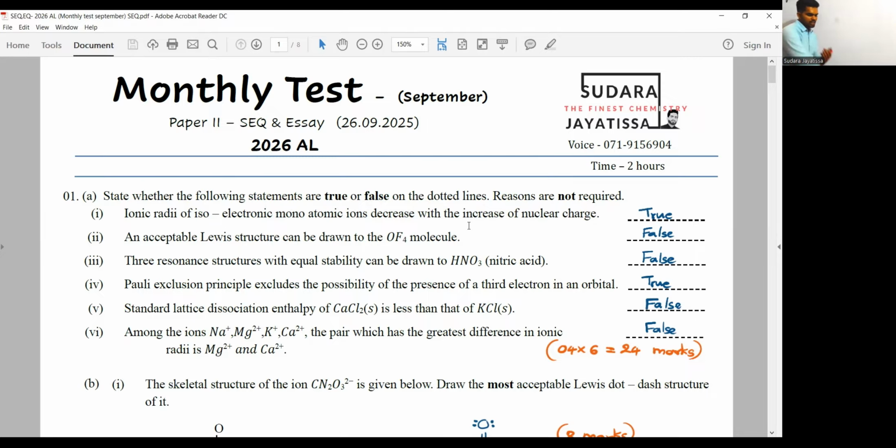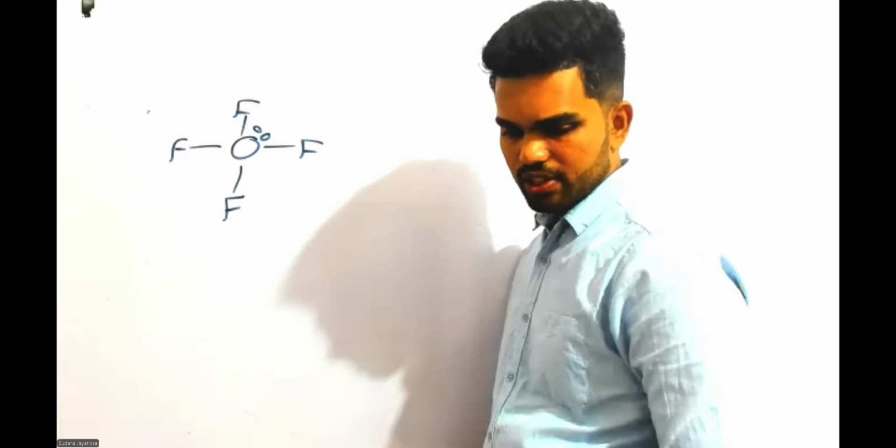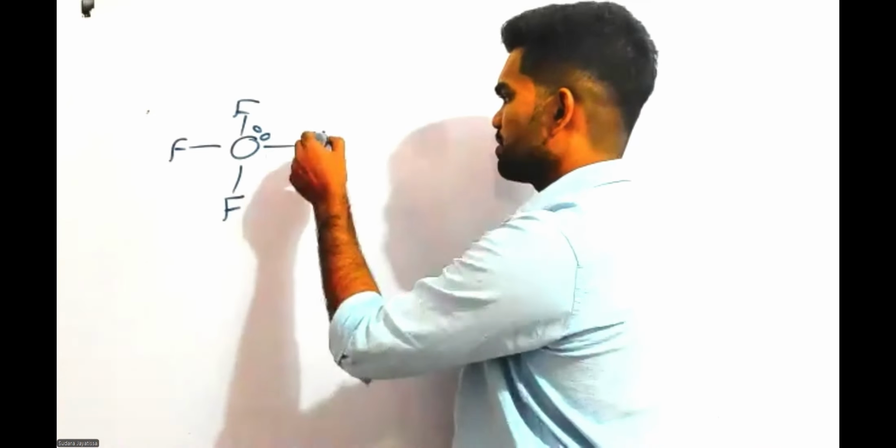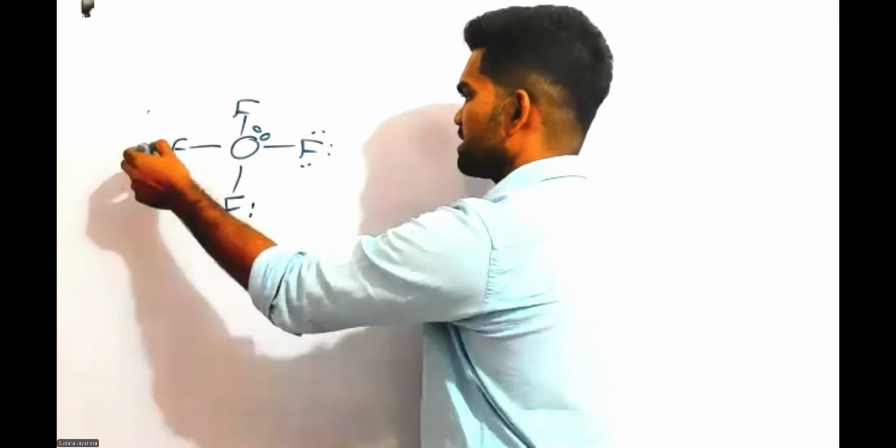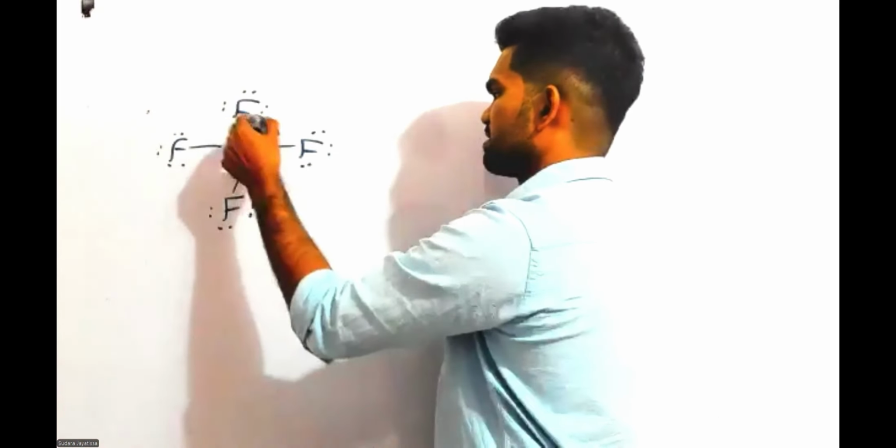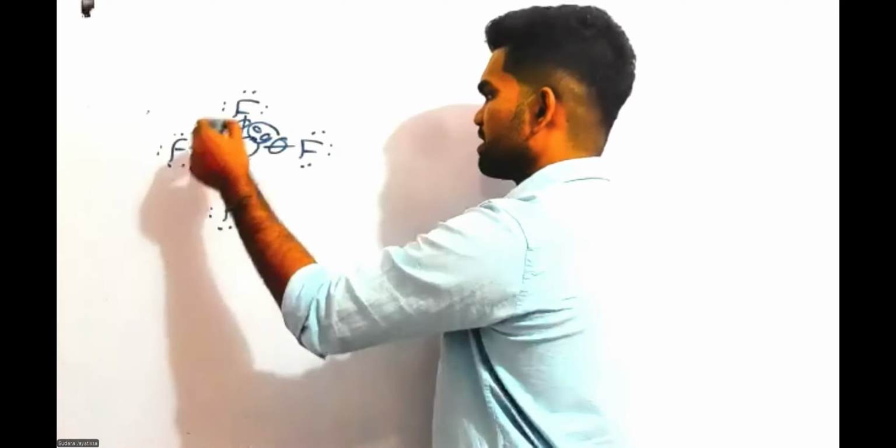And then the next one, an acceptable Lewis structure can be drawn for OF4. So you can't draw an acceptable Lewis structure for OF4. Why? Because if you try to draw that one, you will see there will be more electron pairs around oxygen, but you can't violate the octet rule for oxygen. This is the structure you will have for OF4. There will be lone pairs on fluorine, but the point is, look at oxygen. It is having 5 repulsion units.